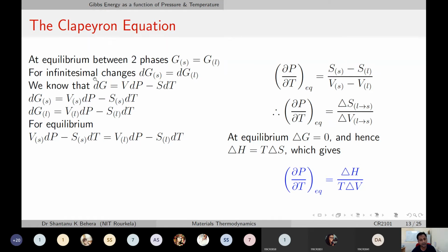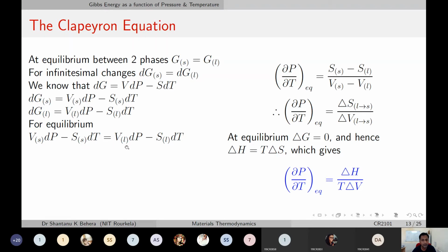This is the most important relationship that we have been working with all along. And for this generic formula, you can apply it for dG in the solid phase, as well as dG in the liquid phase. That would correspond to V of solid dP minus the entropy of solid dT. Likewise, dG for liquid is V of liquid dP minus S of liquid dT. Okay. Now, when we say that the equilibrium is still maintained, that both the solid and liquid phases are in equilibrium, then you can equate these two.